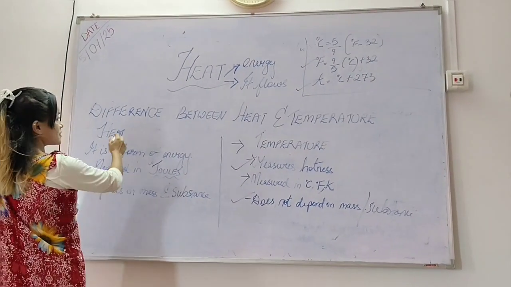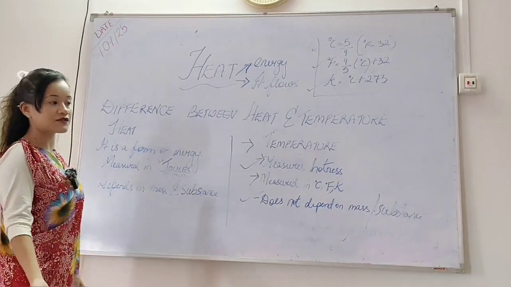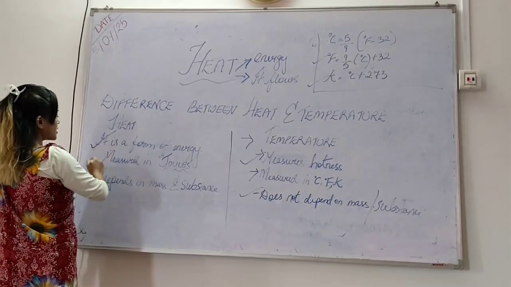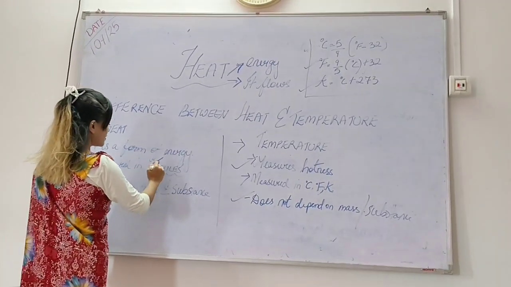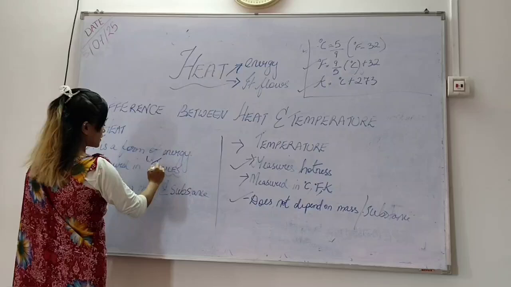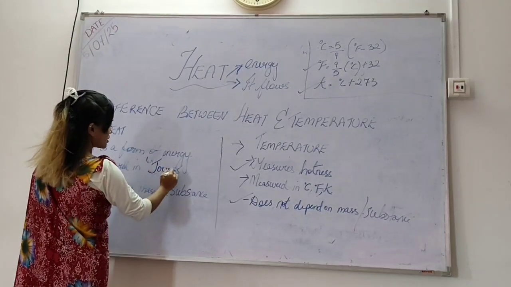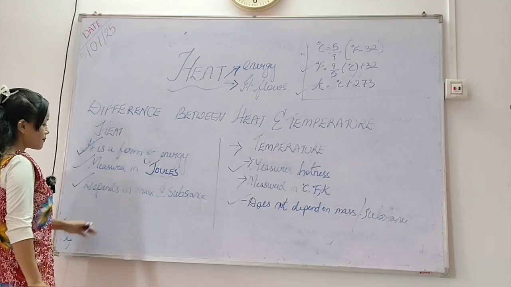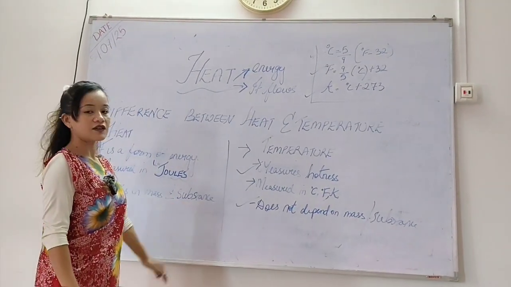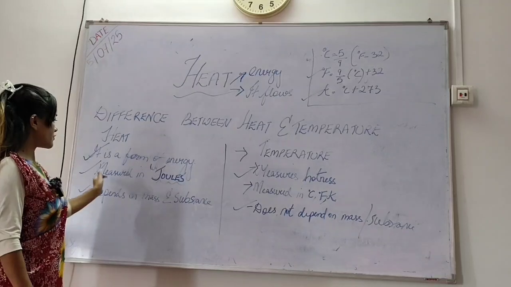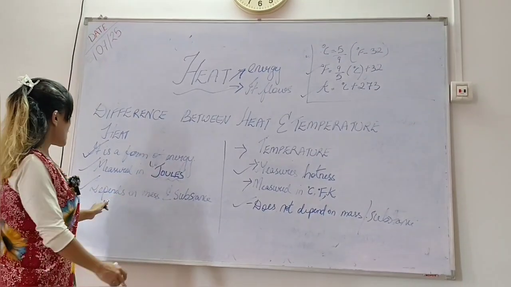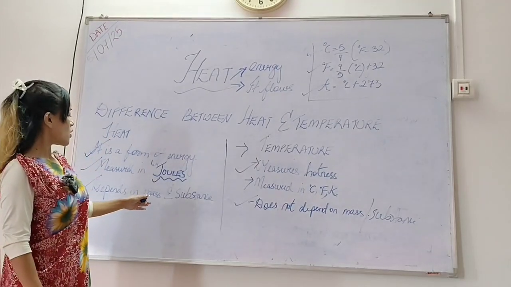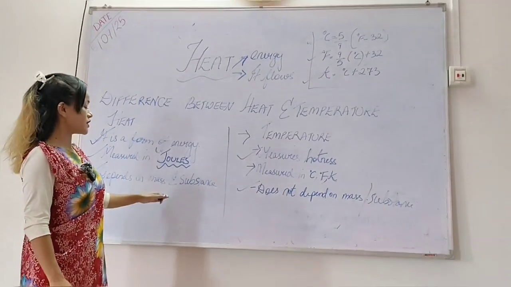Now let's see the difference between heat and temperature. Heat is a form of energy. It is measured in joules, and it depends on the mass and substance. So this is all about heat. It is a form of energy, it is measured in joules, and it depends on the mass and substance. Mass and substance means which object you're using for heating.